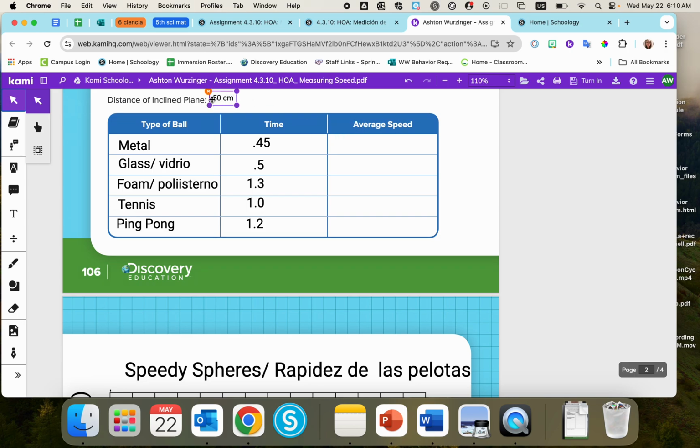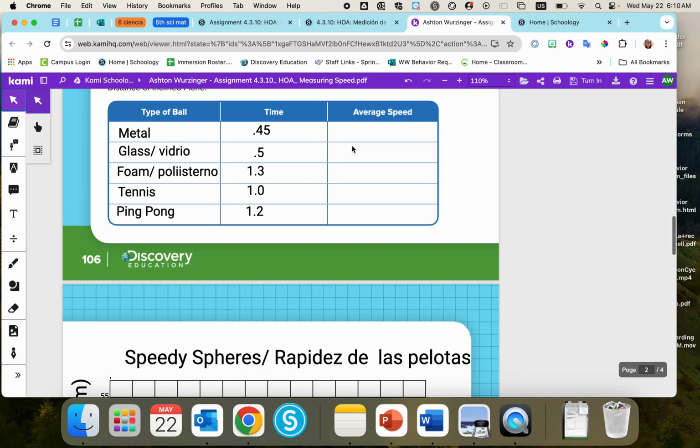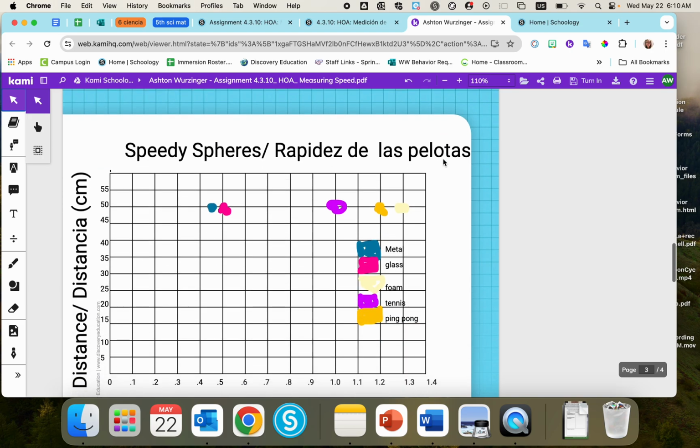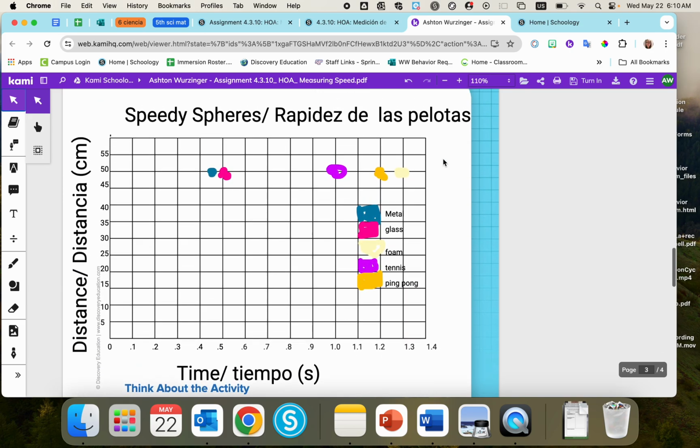Okay, you should have taken a calculator and done 50 divided by this time. It should be a large number. If you finish your graph, please make sure that you find the speed. Remember, distance divided by time. So pause the video now, and you can finish your graph.